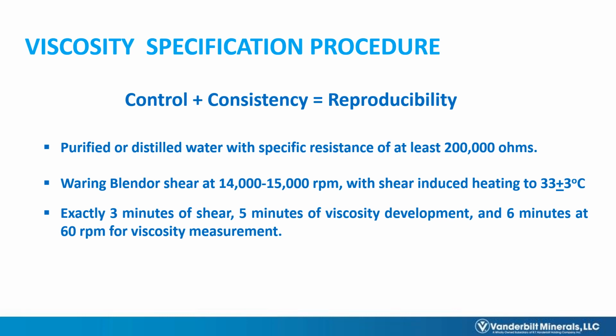Purified or distilled water with specific resistance of at least 200,000 ohms. Waring blender shear at 14,000 to 15,000 rpm, with shear-induced heating to greater than 30 degrees Celsius. Exactly 3 minutes of shear, 5 minutes of viscosity development, and 6 minutes at 60 rpm for viscosity measurement.